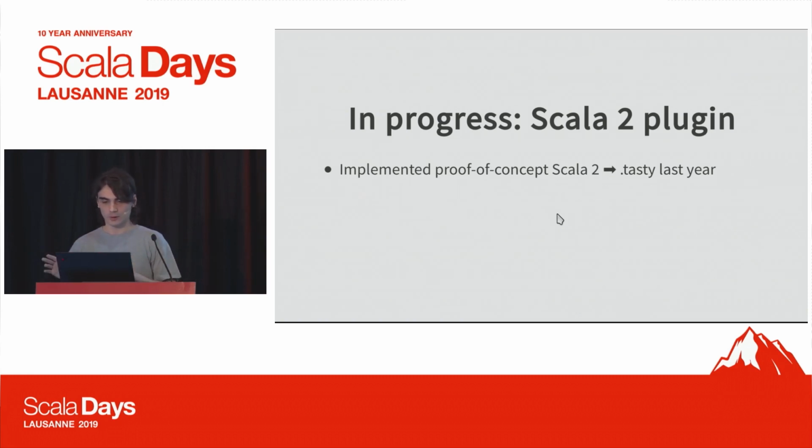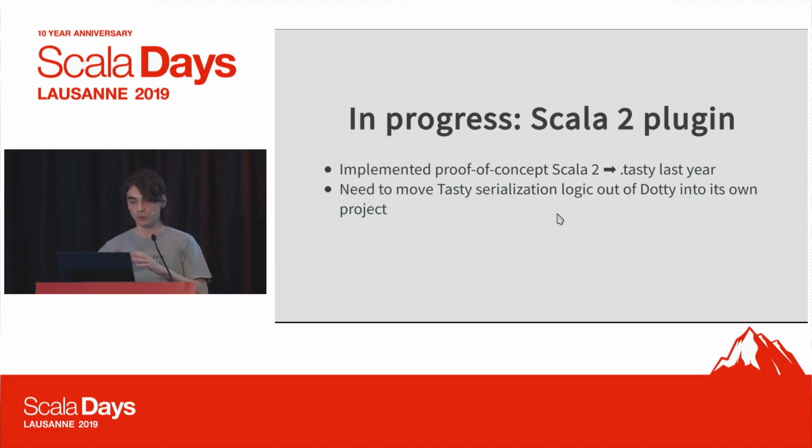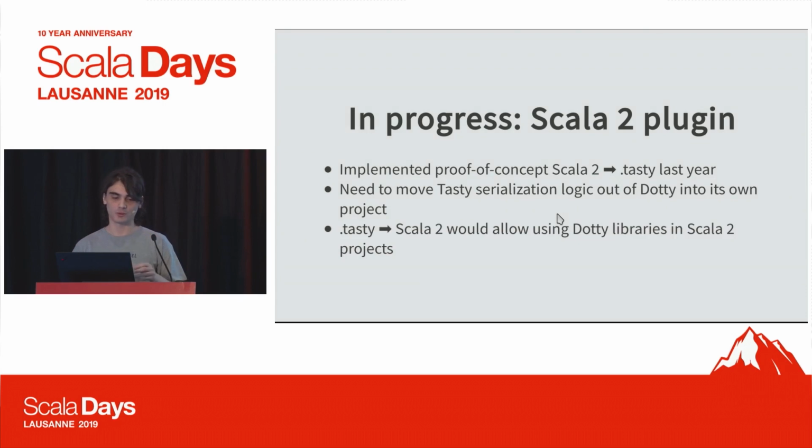And so far, this has just been a proof of concept, but we'd like to try to get this into a more usable state. And the main remaining technical issue to fix to do that is just to move all the logic around tasty, which is currently part of Dotty itself, into its own project, which will cross-compile between Scala 2 and Scala 3. And once we have that, we can also think about doing the other direction where we take .tasty files and produce something Scala 2 is able to understand. And if you can do that, that means you could use Dotty libraries in Scala 2 projects. Of course, there's a big asterisk here. There's many things that need to be taken into account to make sure that this is possible. But in principle, this is something we can achieve, I think.